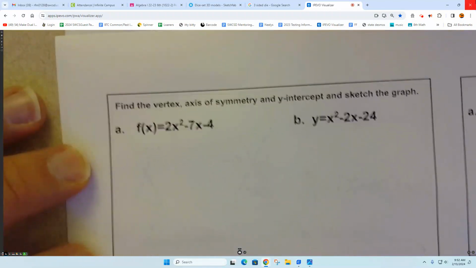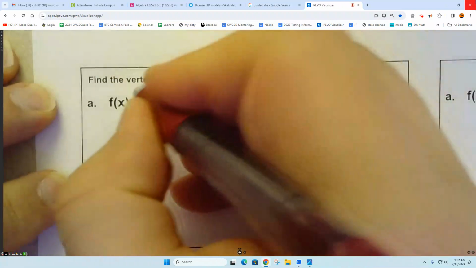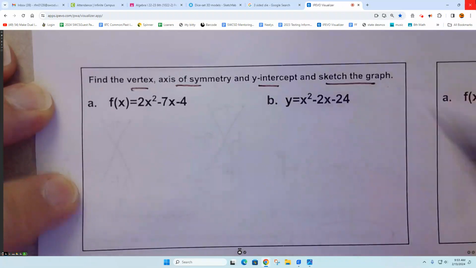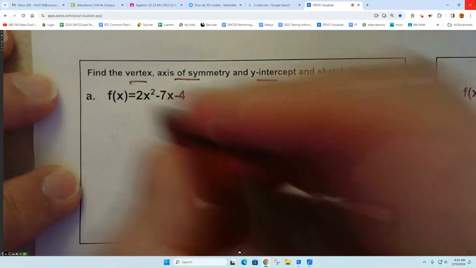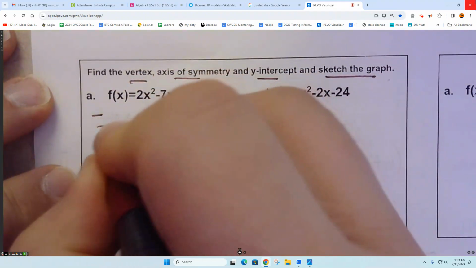So find all this stuff given it in standard form: the vertex, axis of symmetry, the y-intercept, and then sketch it. We're going to write small. When you get a question, you have to find the vertex. It's all about finding the vertex. How do we find the vertex? It's negative b over 2a.